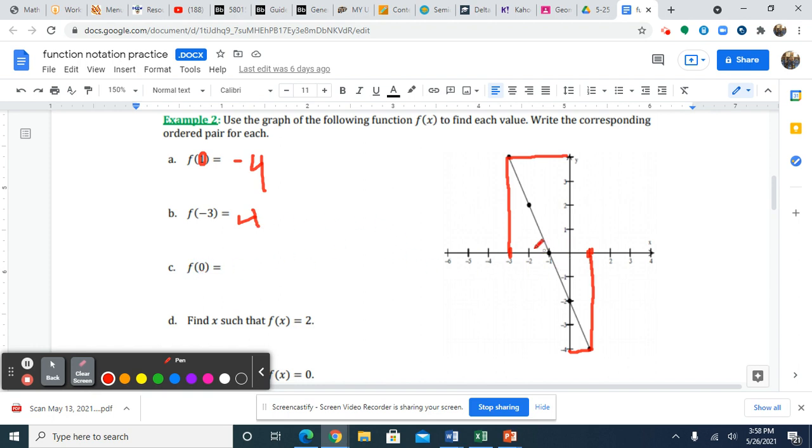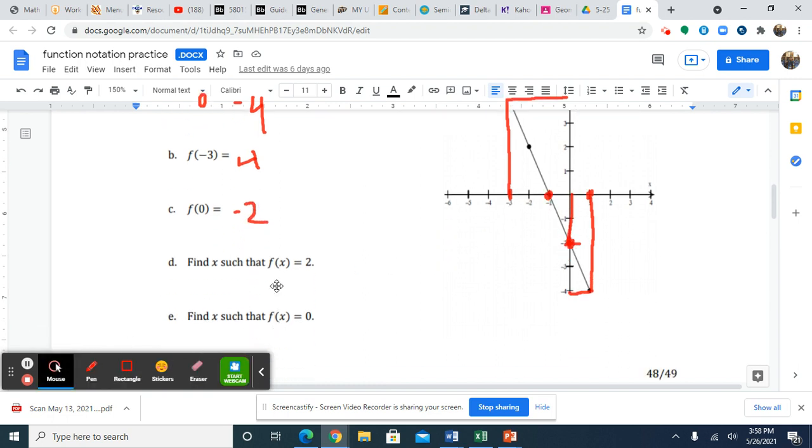And then when x is equal to 0, our y value is, sorry, not right there. It would actually be down here. So when x is equal to 0, our y value is negative 2. And we go back the opposite way as well.